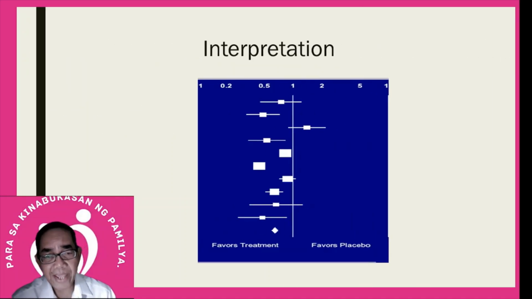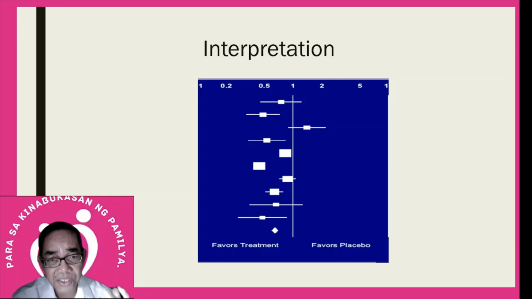Now, I would like to show to you here a forest plot. In a forest plot, we normally talk of different studies. Each of these is a study, so we have 10 studies here, 1, 2, 3, 4, 5, 6, 7, 8, 9, 10 studies. And for each study we have the odds ratio or the risk ratio depending on what the study design is.